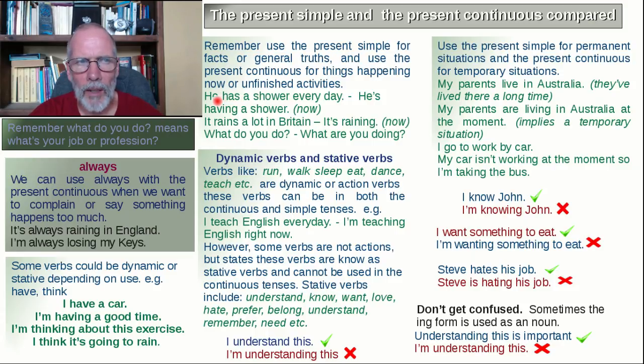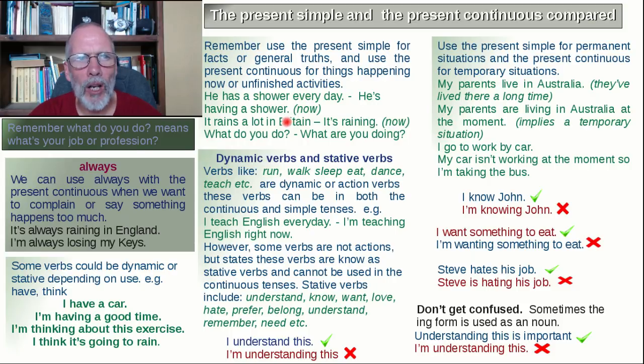First of all, we have "he has a shower every day." This is in the present simple because it's a habit or a routine. We saw in class 1 that we used the present simple for habits or routines. But if we say "he's having a shower," that means it's happening now. The present continuous is for things happening now, and the present simple is for habits or routines.